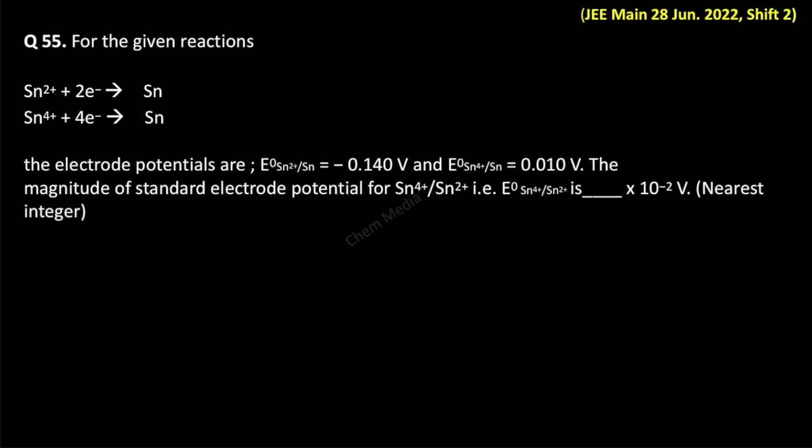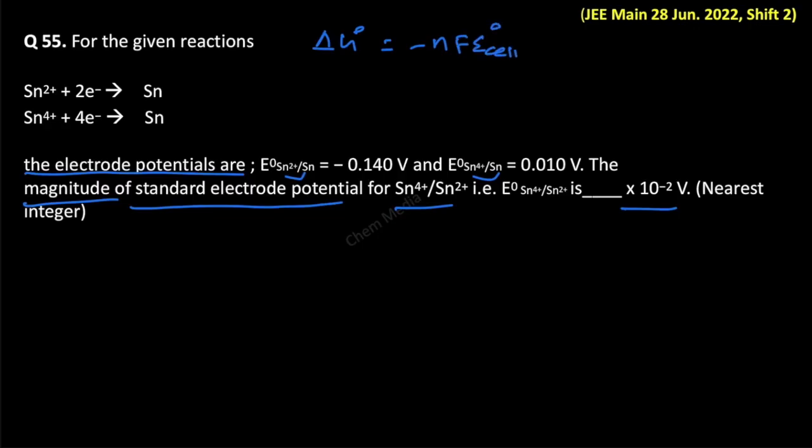That means 6 Faraday. For the given reactions, the electrode potentials are given, tin 2 plus becoming tin and tin 4 plus becoming tin. The magnitude of standard electrode potential for tin 4 plus becoming tin 2 plus is how much? We have to find the answer in terms of 10 to the power minus 2 volt. If it becomes negative, then we have to change the sign, but if the value comes positive, we are going to keep it as it is. And we know that delta G standard is equal to minus nF E cell standard.